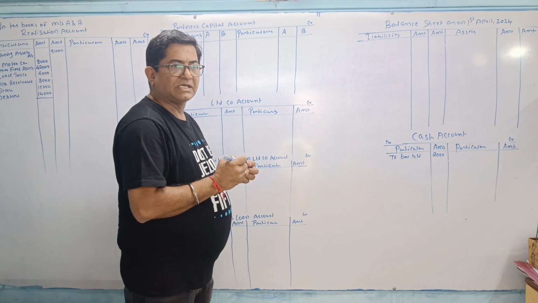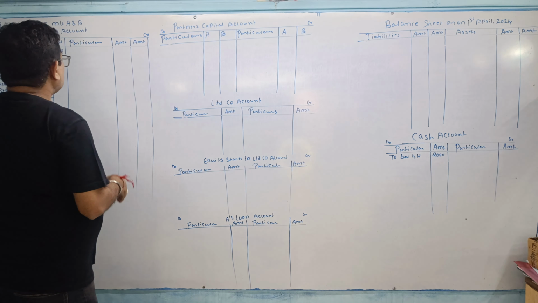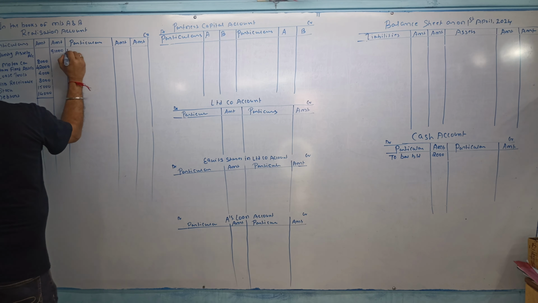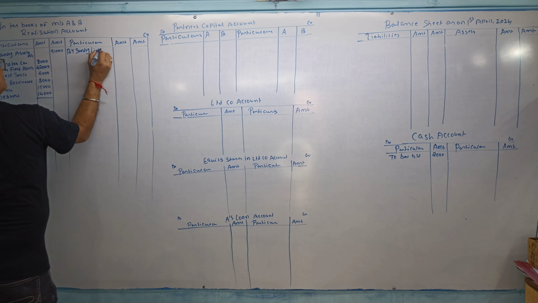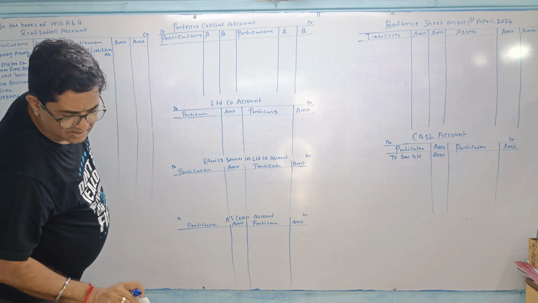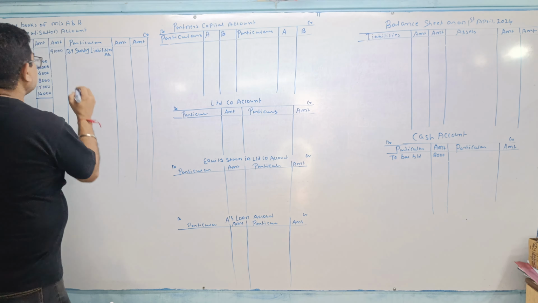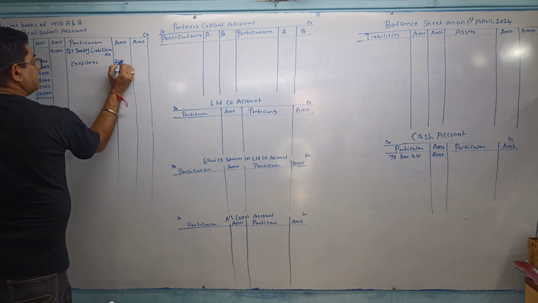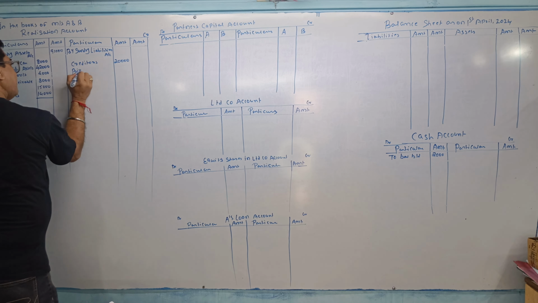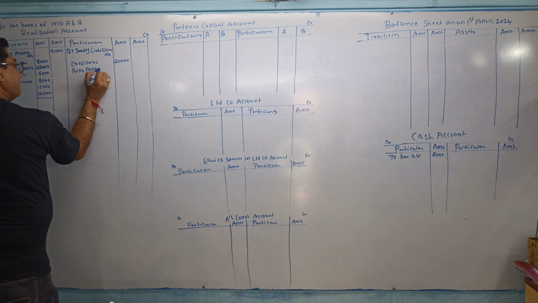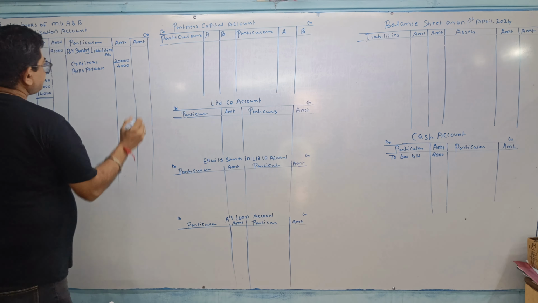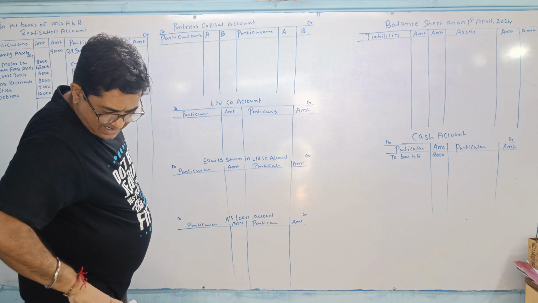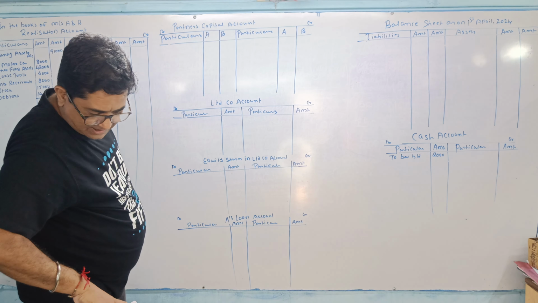Now second step is transfer of liabilities. So liabilities account debit to realization. So by sundry liabilities. Creditors 20,000. Bills payable 4,000. A loan is an internal liability, so separate ledger account open करेंगे.